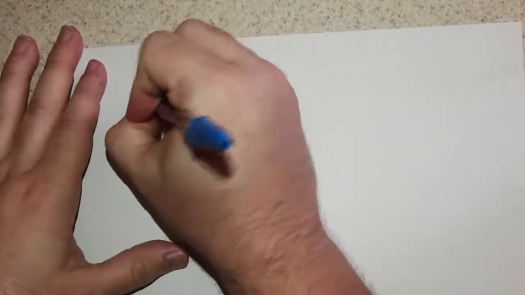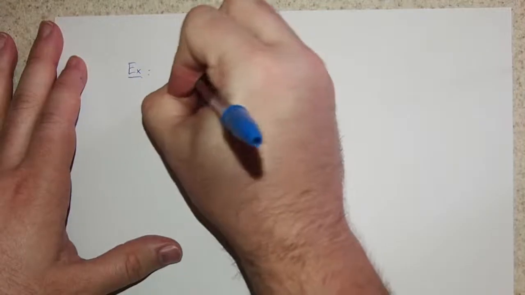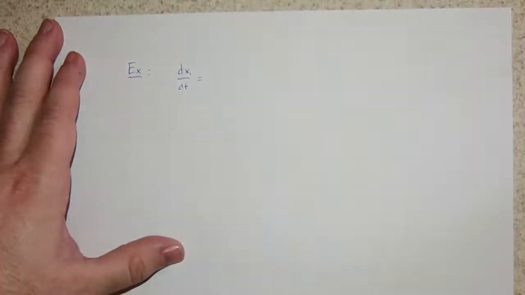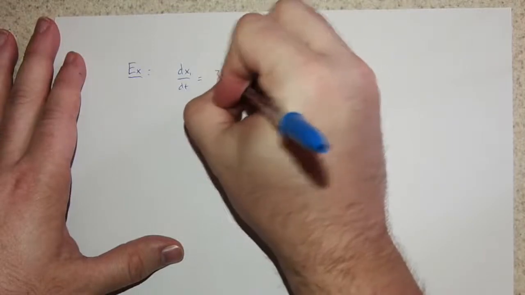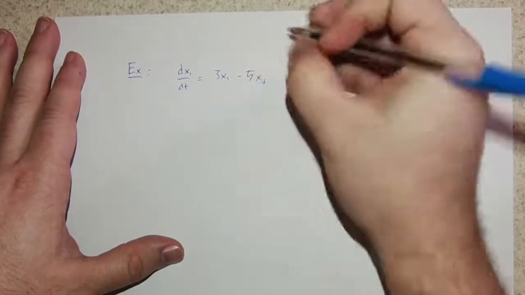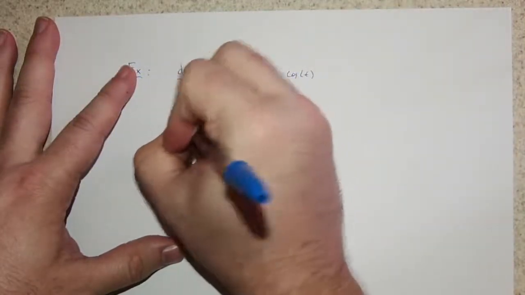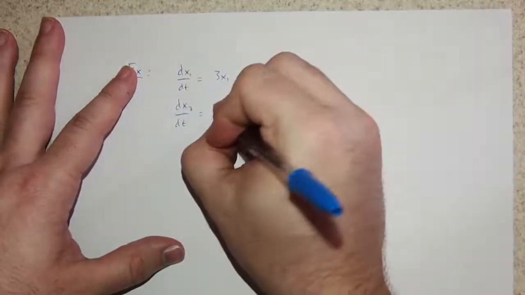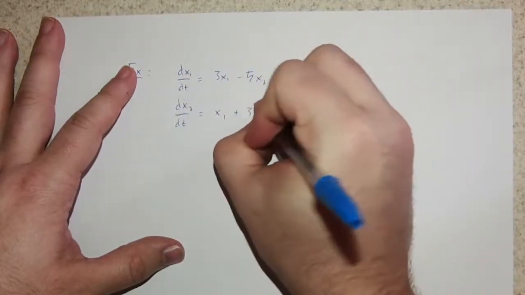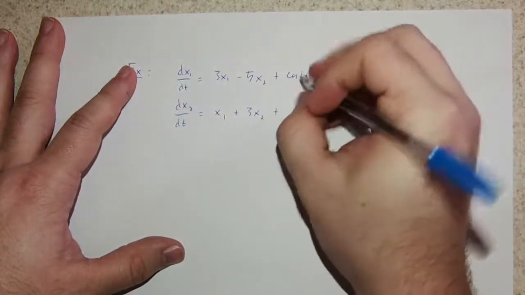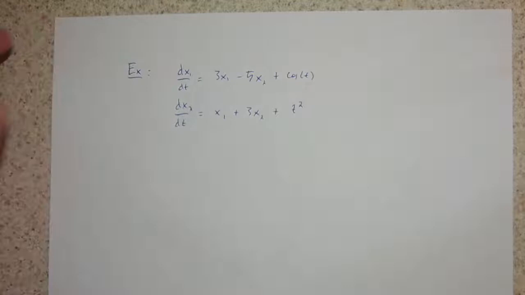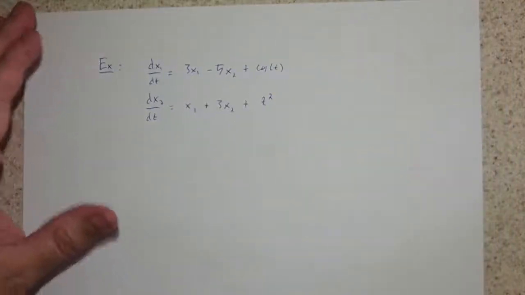An example here is, let's look at the equation dx1/dt is equal to 3x1 minus 5x2 plus cosine t, and dx2/dt is x1 plus 3x2 plus t squared. That's a way of rewriting this in the way that I had it there.